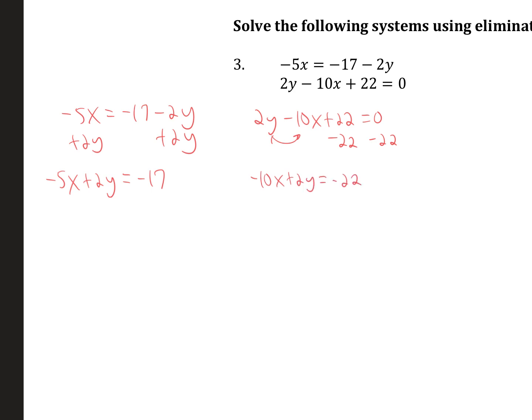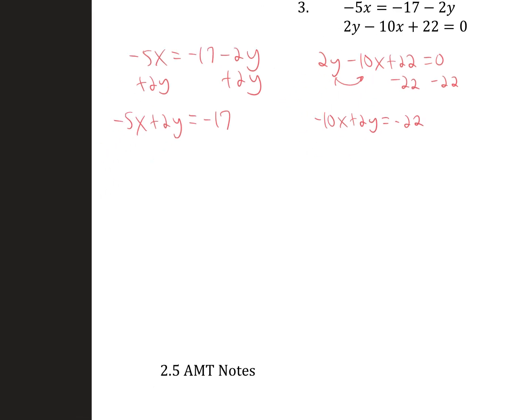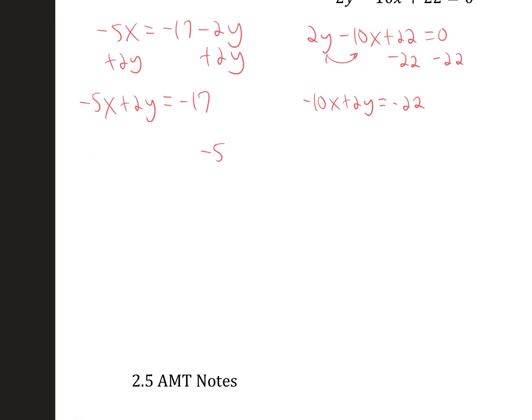All right, and then from here, we can now kind of line these up and do our normal thing. Negative 5x plus 2y equals negative 17. We got negative 10x plus 2y equals negative 22.